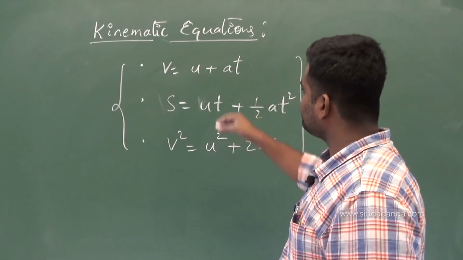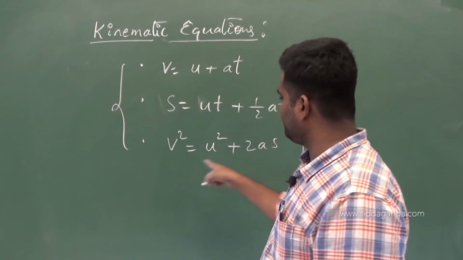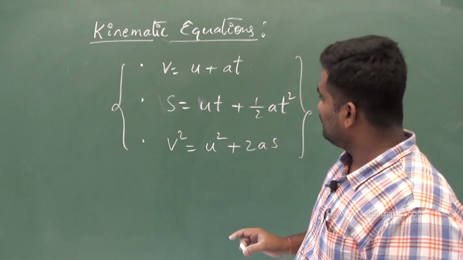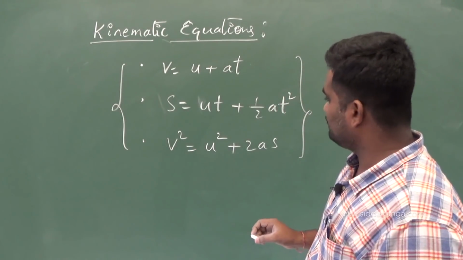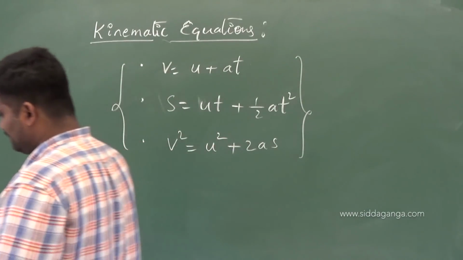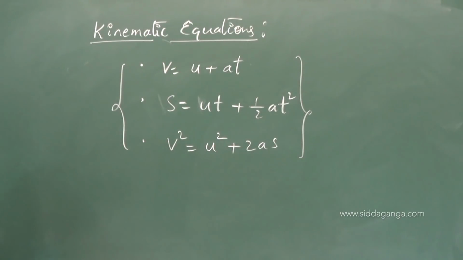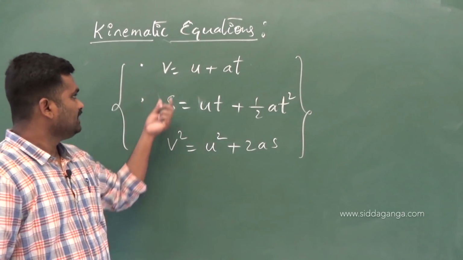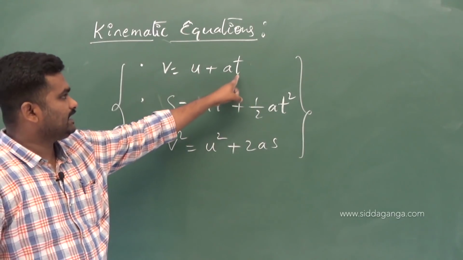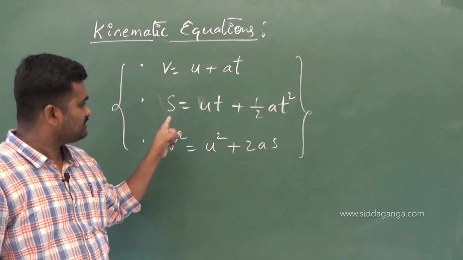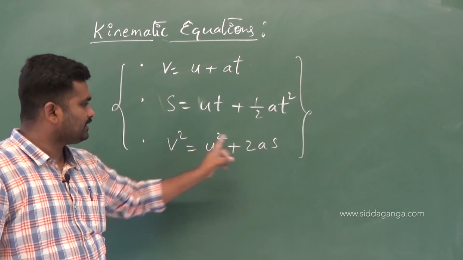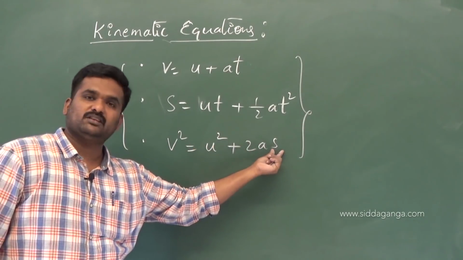I'll just give an example. One more parameter also has to be found. Let me derive that relation also, and then I will come back to this. What is that equation? This is the velocity attained in a time of t seconds. This is the displacement attained in a time of t seconds. This is the velocity attained in traveling a displacement of s.